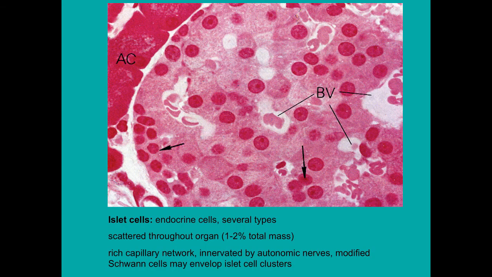The islet cells are endocrine cells in the pancreas. There are several types of islet cells. The islets are scattered throughout the organ. They make up maybe about 1 to 2% of the total mass of the pancreas.